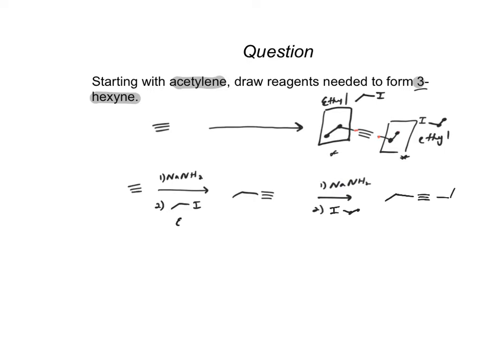So again, you could have listed this as its bond line structure. You could have also said ethyl iodide or iodoethane. And if we wanted to just write everything on one synthetic arrow, then we would write first off sodium amide, second off ethyl iodide, third we've got sodium amide again, and then fourth we've got our second ethyl iodide. Okay, so these are the reagents that would answer this question.